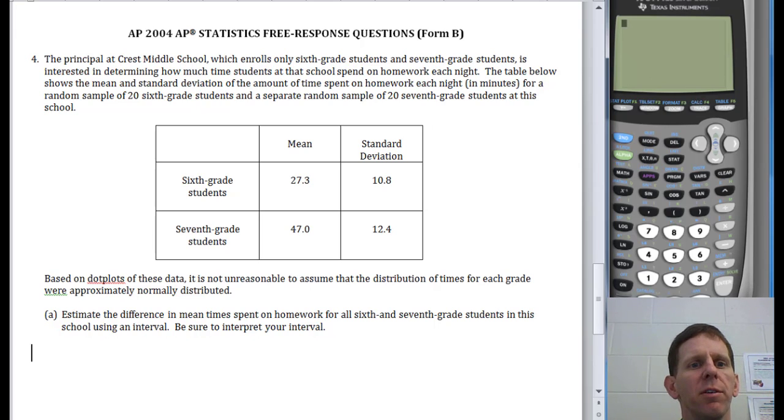This is a problem from the 2004 AP exam, and it reads like this. The principal at Crest Middle School, which enrolls only 6th grade students and 7th grade students, is interested in determining how much time students at that school spend on homework each night.